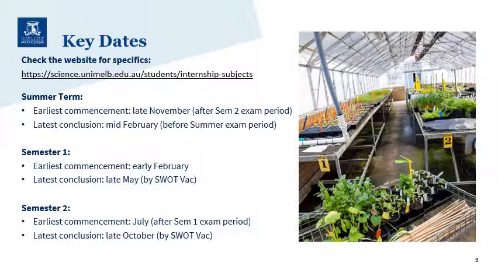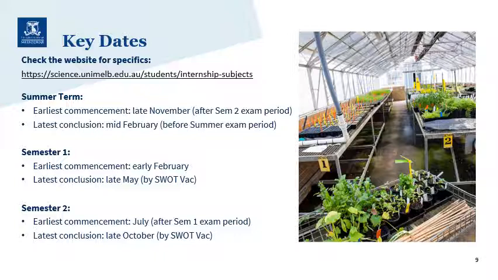Key dates. Okay, you need to check the website for the specific key dates for your semester, but these are approximate key dates. Summer term. The earliest that you can commence a placement in summer is late November. And by late November, I mean after semester 2 exam period. And the latest conclusion date, the latest that you can finish your placement is by mid-February or before the summer exam period. You can see when the exam periods are for each semester by Googling UniMelb key dates, and there's a website which lays out all of the exam periods.